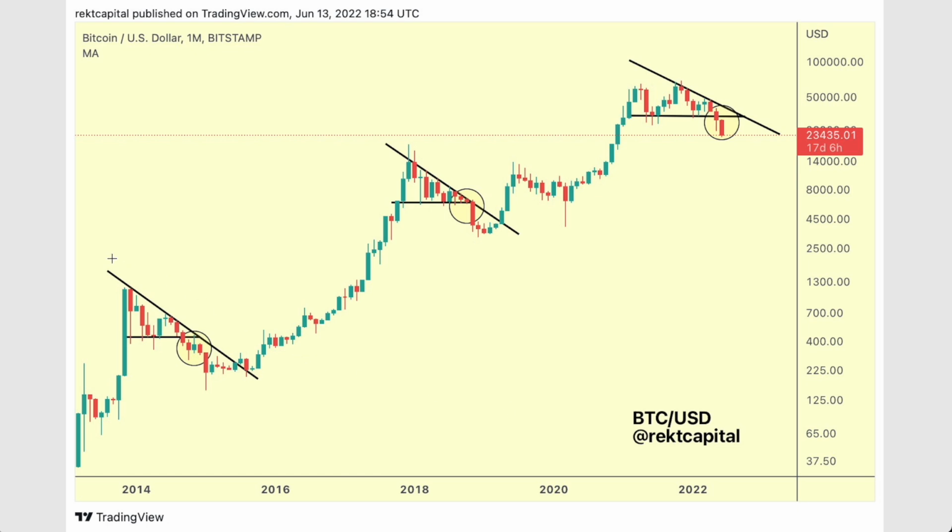Today we're going to be talking about Bitcoin's three macro triangles that we see across time.